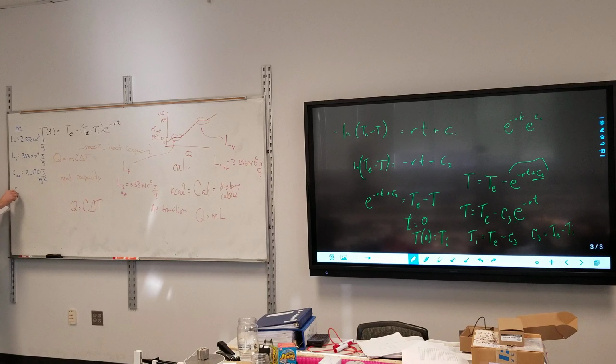And specific heat of water, of liquid, I should say. That's L. 4186 joules per kilogram Kelvin, and specific heat of steam, 1996 joules per kilogram Kelvin. All right.